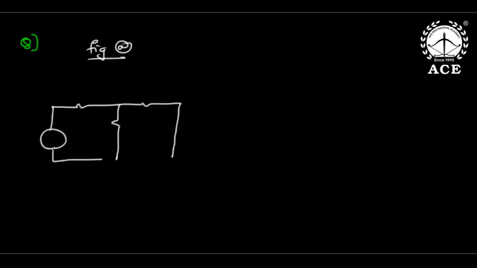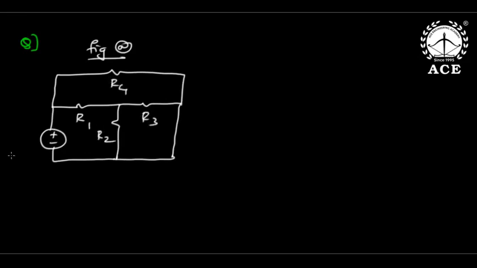This was also an IES question. Same question, sir. Use the data given in figure A to find current I in figure B. This is R1, R2, R3, R4, 10 volts, 2 amps. Now figure B.